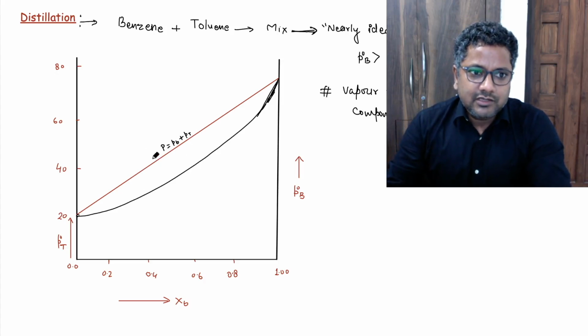So this total vapor pressure represented by this line, as you know, in the Raoult's law I have shown, and this graph is an isothermal graph, or you can say isotherm.